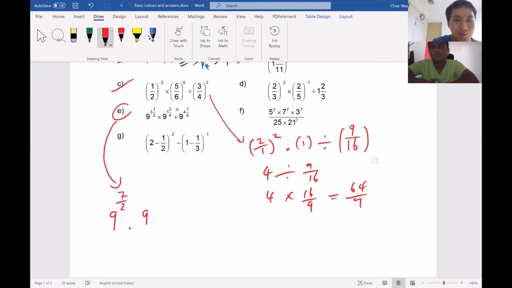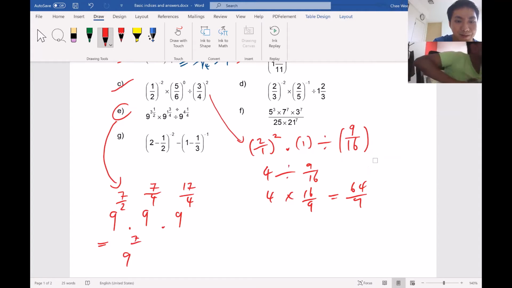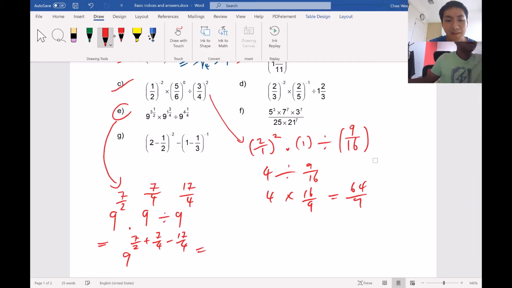So this is times 9 to the power of 17 over 4, because you can just add and subtract the powers if you want. So this will just be 9 to the power of 7 over 2, this is divided, sorry, so 7 over 2 plus 7 over 4 minus 17 over 4. Then you can simplify this accordingly. In the EMath papers, we expect students to simplify all this accordingly, right?